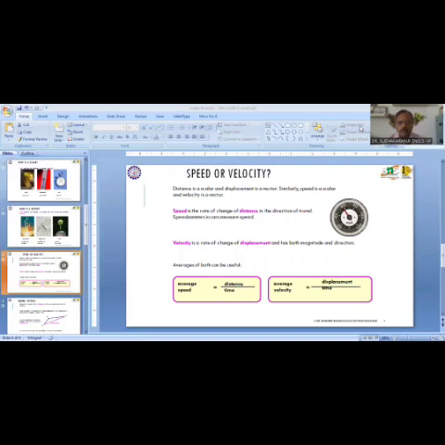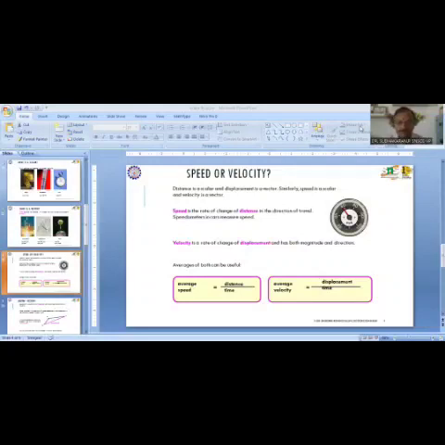Now we will move to speed and velocity. So distance is a scalar quantity, but displacement is a vector quantity. So distance is expressed in terms of meters. Displacement is also expressed in meters, but it has direction.